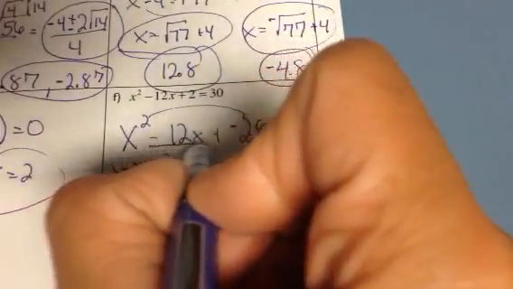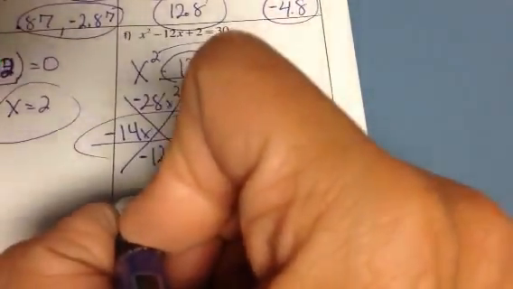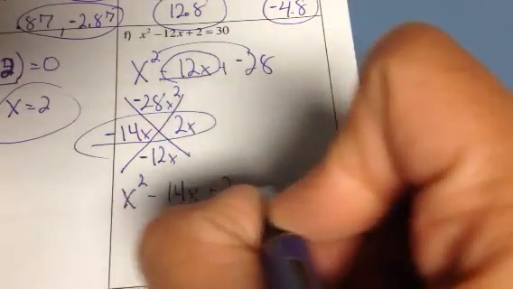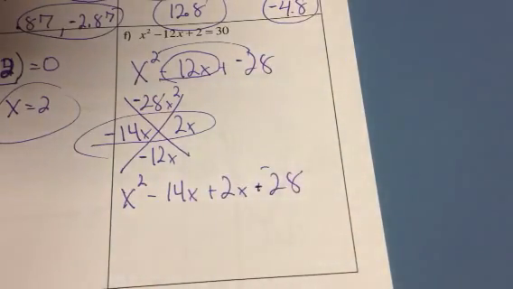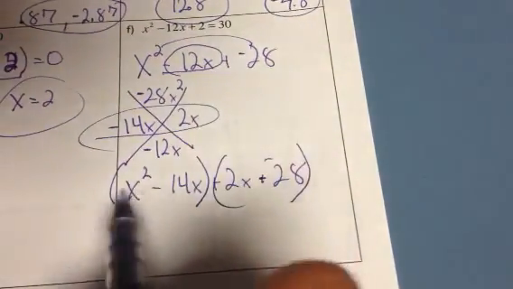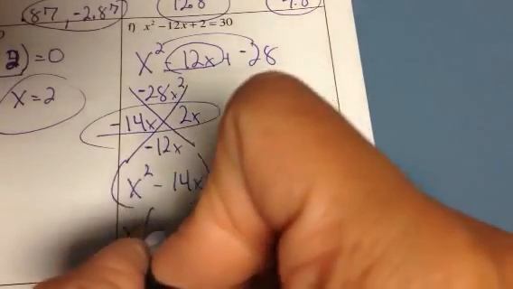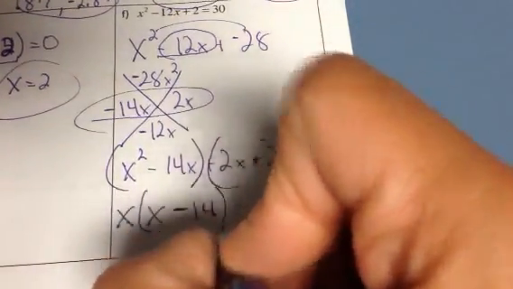And now I can rewrite it, but instead of negative 12x looking like this, it's going to look like this. So x squared minus 14x plus 2x minus 28, or plus negative 28 is how I'd have written. And then the 4 terms, we'll group the first 2 and the last 2. And here the most I can take out is an x. And then x times what gives you x squared is x. And x times what gives you 14x is the 14.